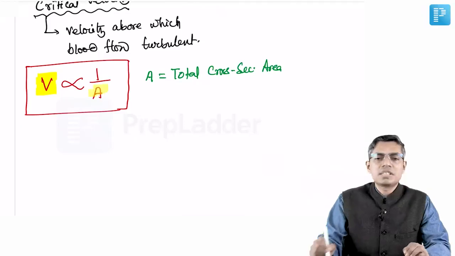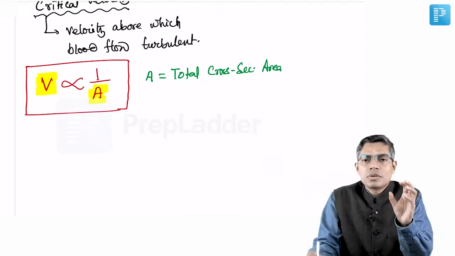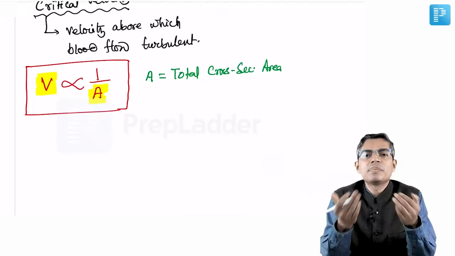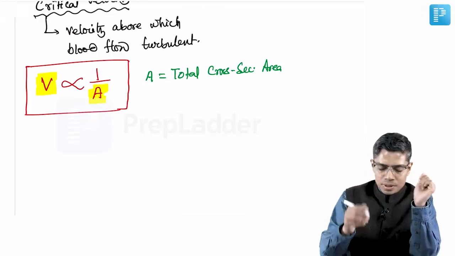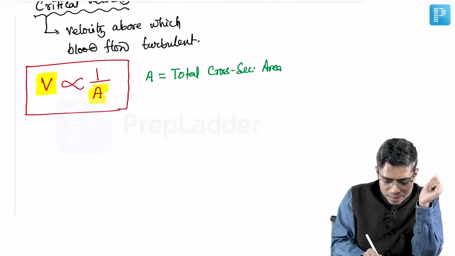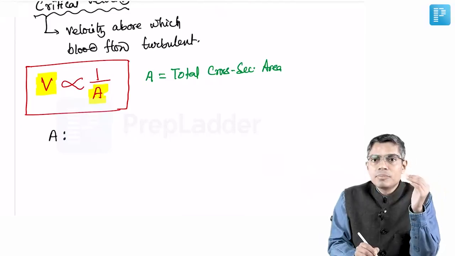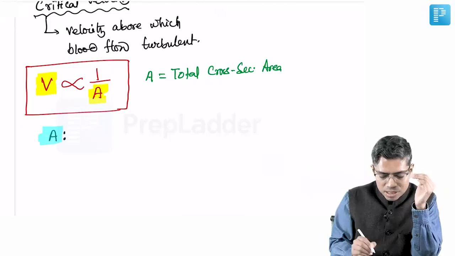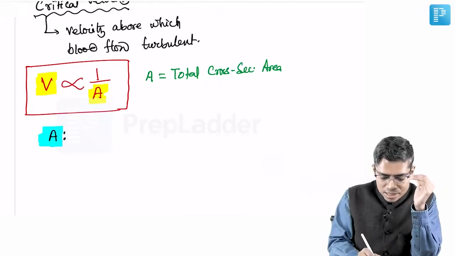So, if I ask you in which vessel velocity of blood flow will be maximum, you have to look at the cross-sectional area of that vessel. When the cross-sectional area is minimum, then velocity of the blood flow will be maximum, and vice versa. So, if I ask you, for which vessel is cross-sectional area A maximum? Now you have to memorize this.